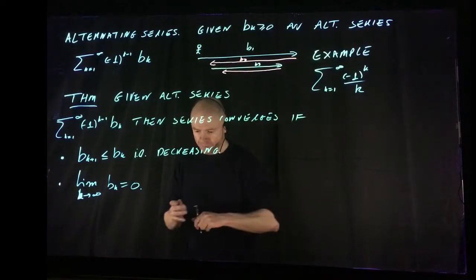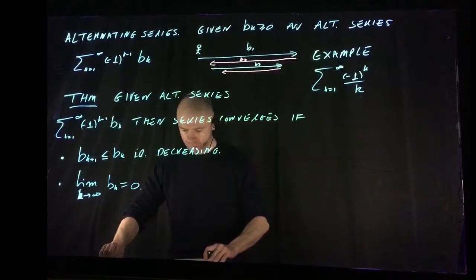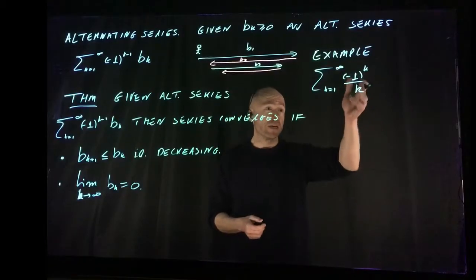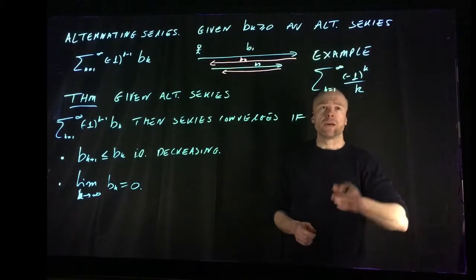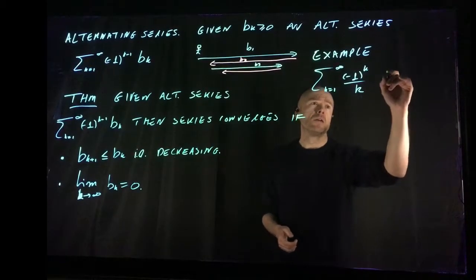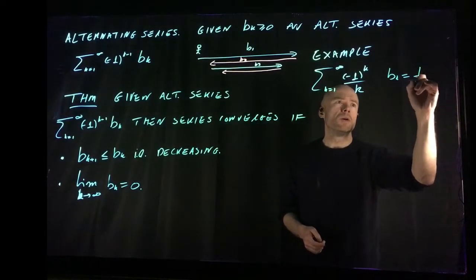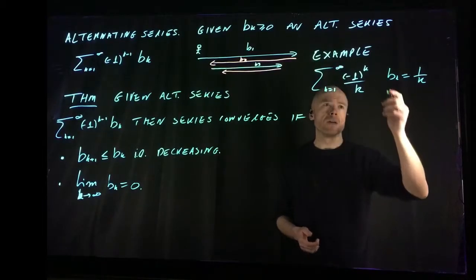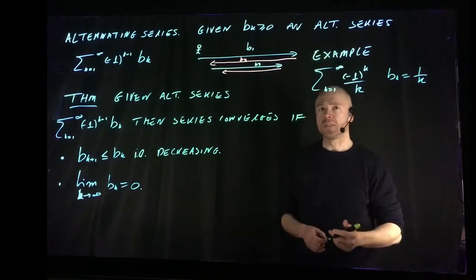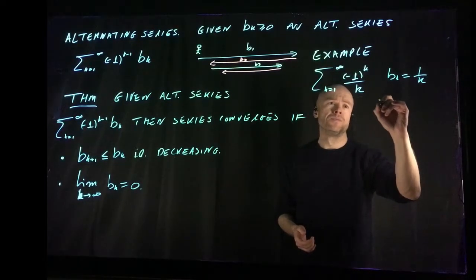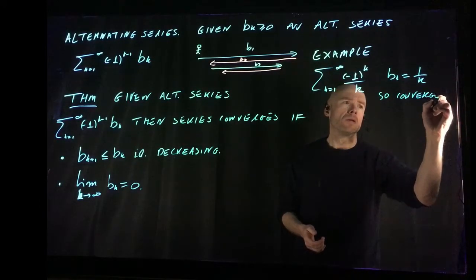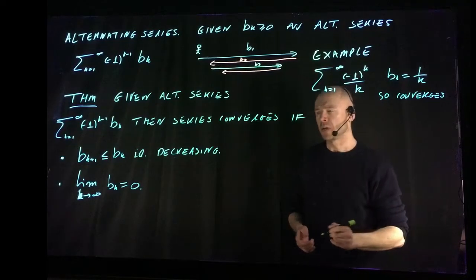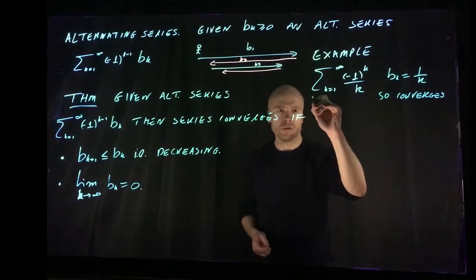Well, we started with this example. We can see that this clearly satisfies the test, right? In this case, bk is 1 over k, clearly decreasing, and clearly the limit as k goes to infinity is 0, so it converges by the theorem. Okay, let's do another example.